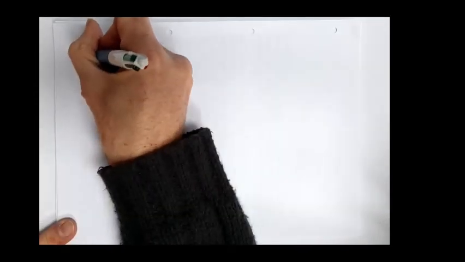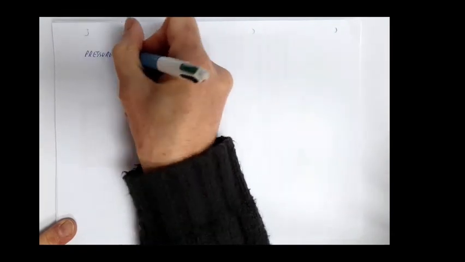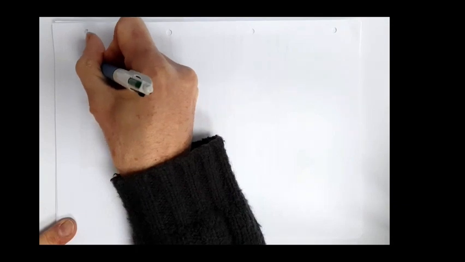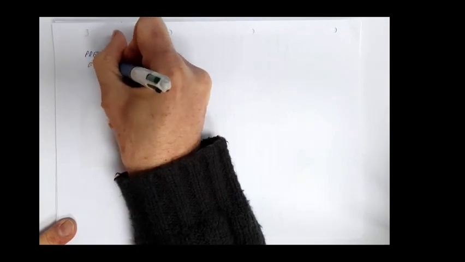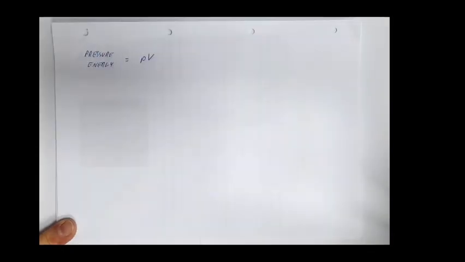Okay, so when we're considering fluid flowing through a pipe, we need to consider the energy associated with that fluid inside that pipe. Essentially, we can consider three types of energy associated with that fluid. We can consider the energy associated with the pressure. So we've got pressure energy, and that's equal to PV, pressure times the volume of the fluid.